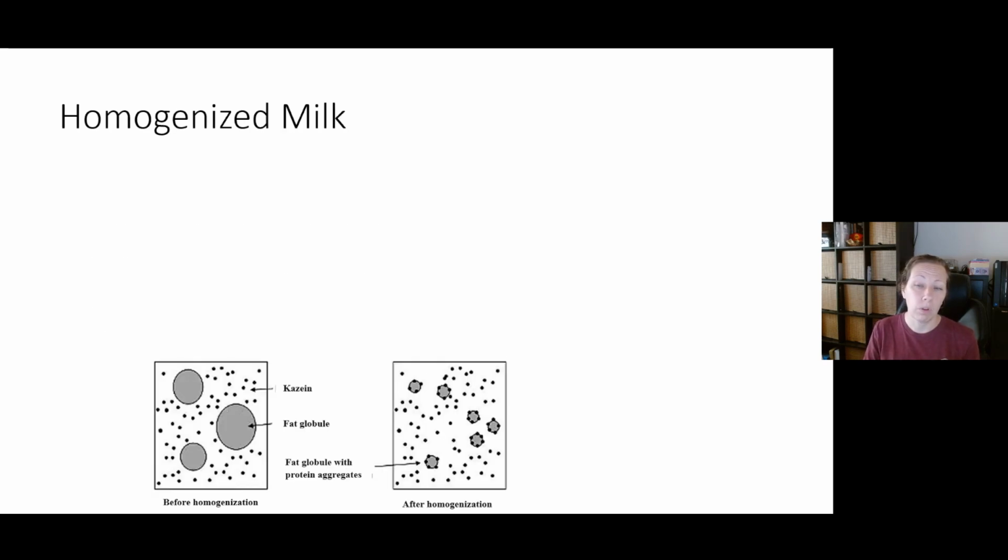So another example of a colloidal dispersion is homogenized milk. So this is an example of one that doesn't really fit in those three categories of emulsion. Well, I guess it is an emulsion. Take that back. It does fit in an emulsion. Okay. So homogenized milk, it's both a solution and a colloidal dispersion. Okay. There are parts of it that act like a solution and parts of it that act like a colloidal dispersion.